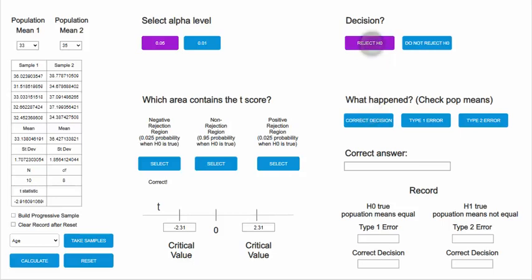And when I press reset, it'll allow me to do a third trial of this simulation. And each time I click reset, it gives me an update over here, and it keeps a record. So let me try that.